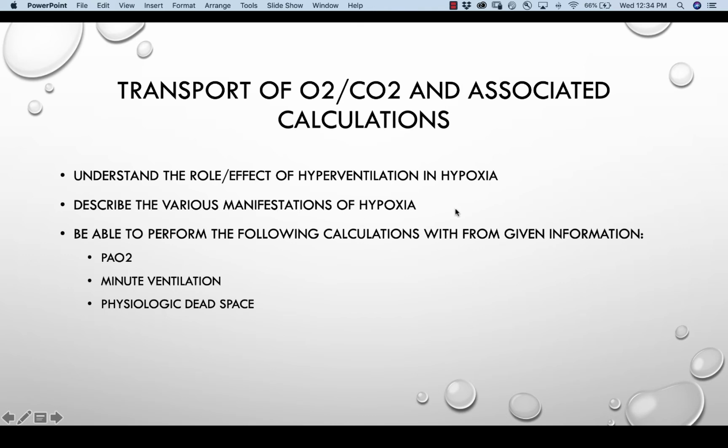There's many manifestations of hypoxia. They're all in the Shedley text, so you should review those as well. Like histotoxic, alveolar, so on and so forth.